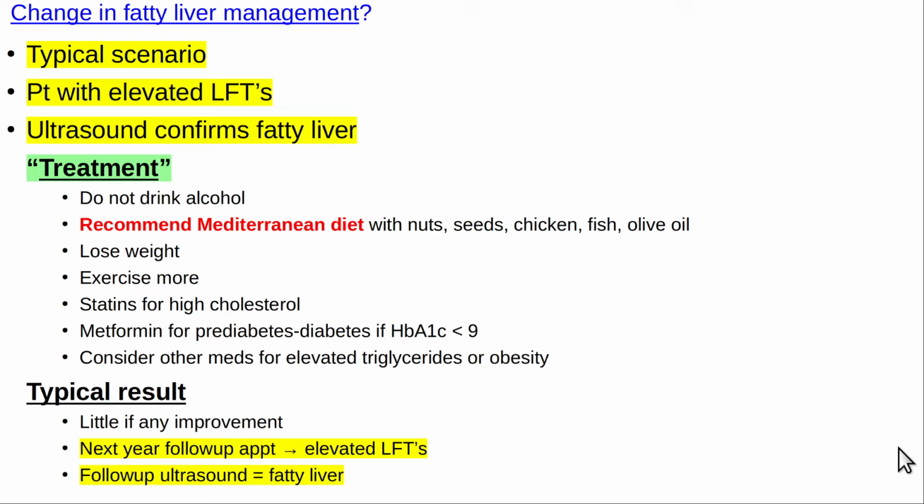Okay, this video is about fatty liver. And by the way, I've made several other videos about fatty liver, so you can just type "fatty liver" in the search menu for my channel and you'll find them pretty fast. Okay, so fatty liver management.